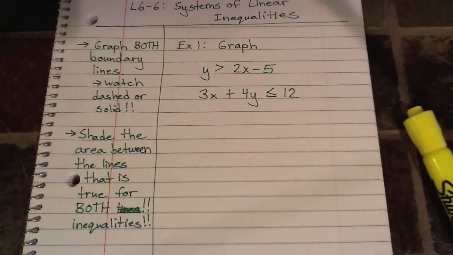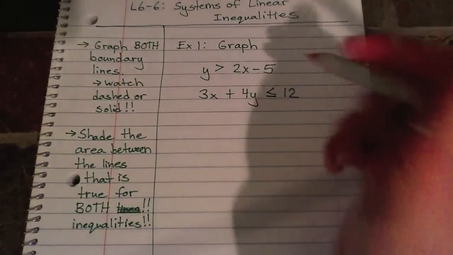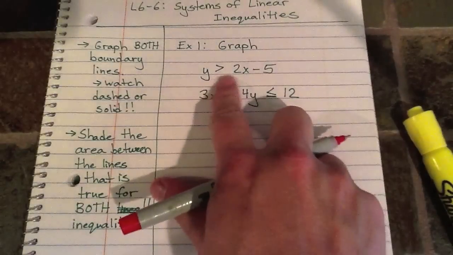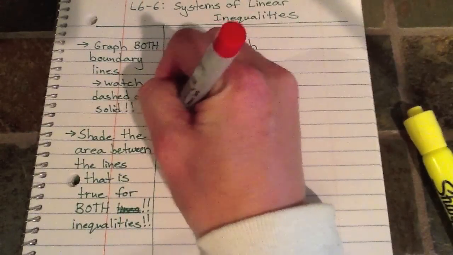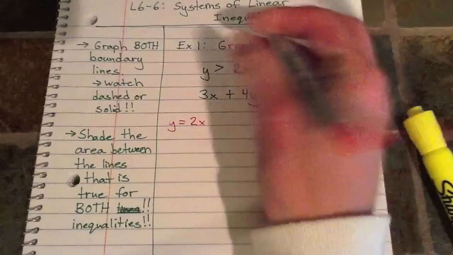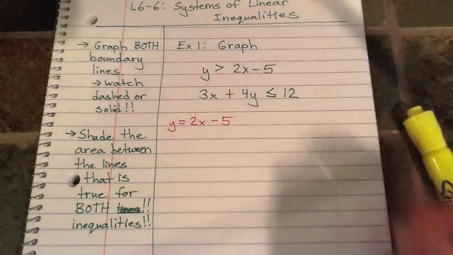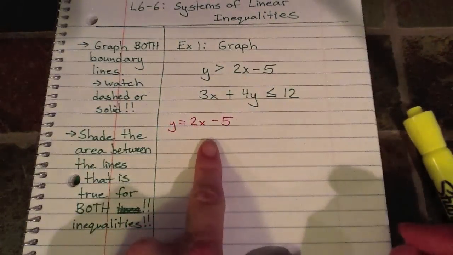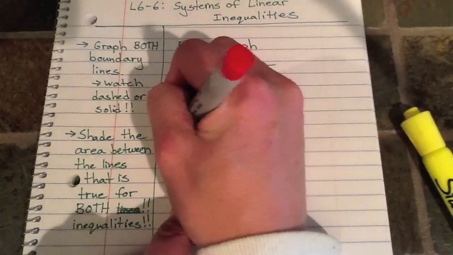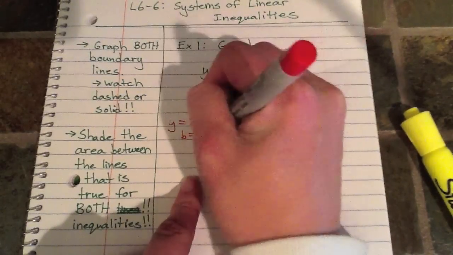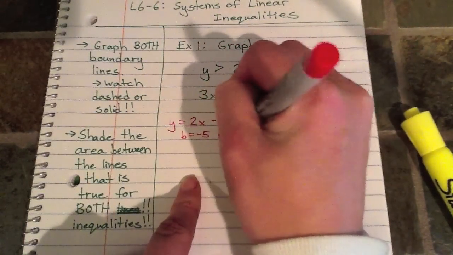I'm going to go ahead and graph one line in red and one line in pink so you can see the difference. So we're going to start with the boundary line for y is greater than 2x minus 5. So our boundary line is going to be y equals 2x subtracting 5. This line happens to be in slope-intercept form, so you would want to graph it using slope-intercept form. b is negative 5, m is 2 over 1.